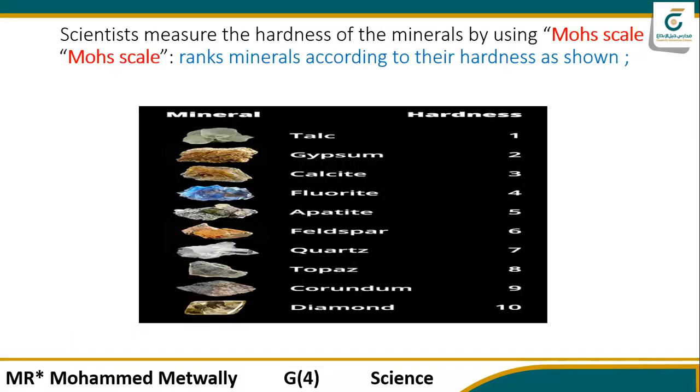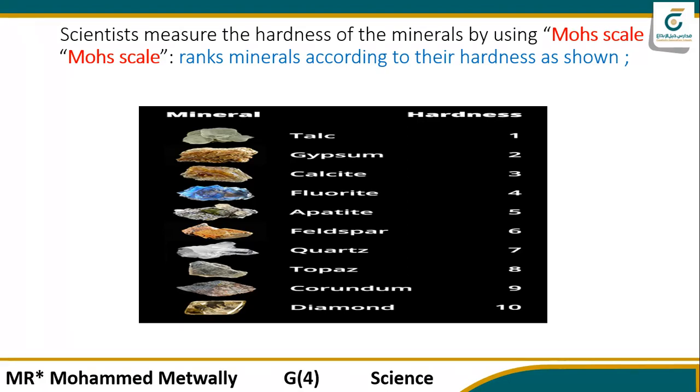Also here we can use the Mohs scale. Mohs scale is a measurement of the hardness of a mineral. Also you have to know that the Mohs scale ranks minerals according to their hardness, as shown here. I list here 10 kinds of minerals from hardness 1 to hardness 10.